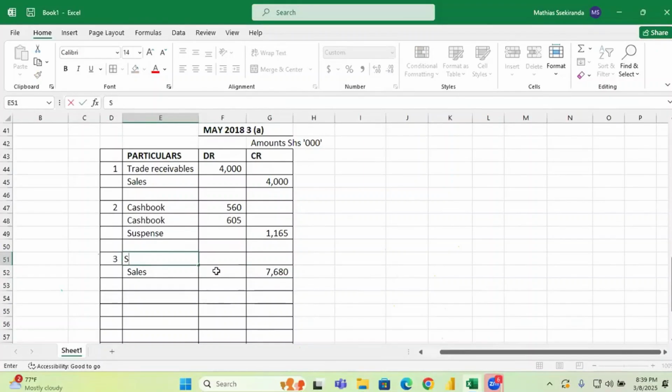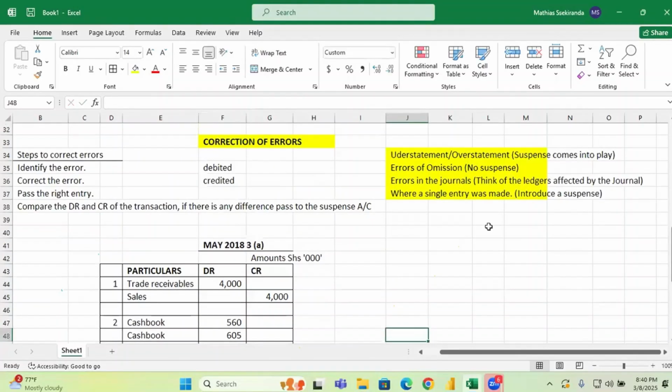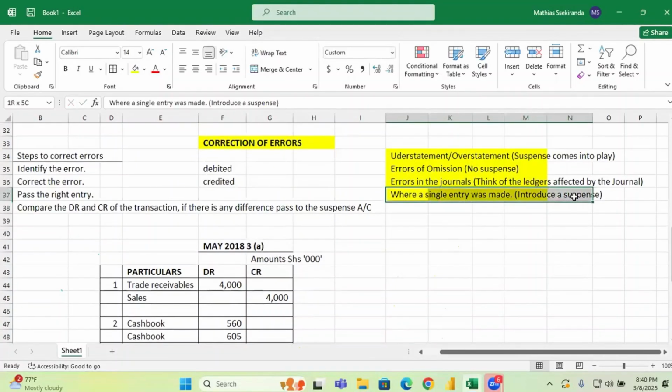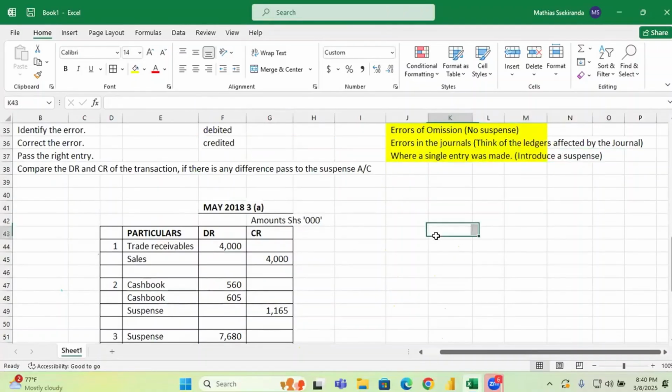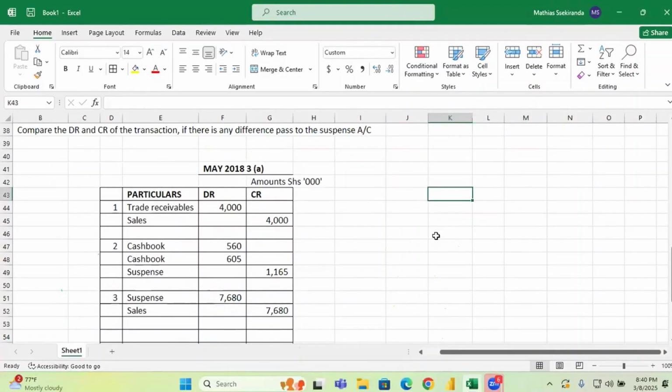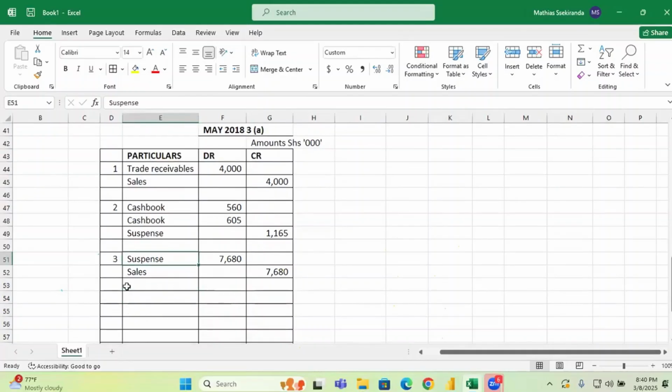Because I told you up there that where a single entry was made, a suspense must come into play. But this one, I had already highlighted it somewhere, where a single entry was made, introduce a suspense. But before introducing a suspense, make sure you first pass the other entry that had not yet been passed. Then the corresponding entry goes to the suspense. Okay?